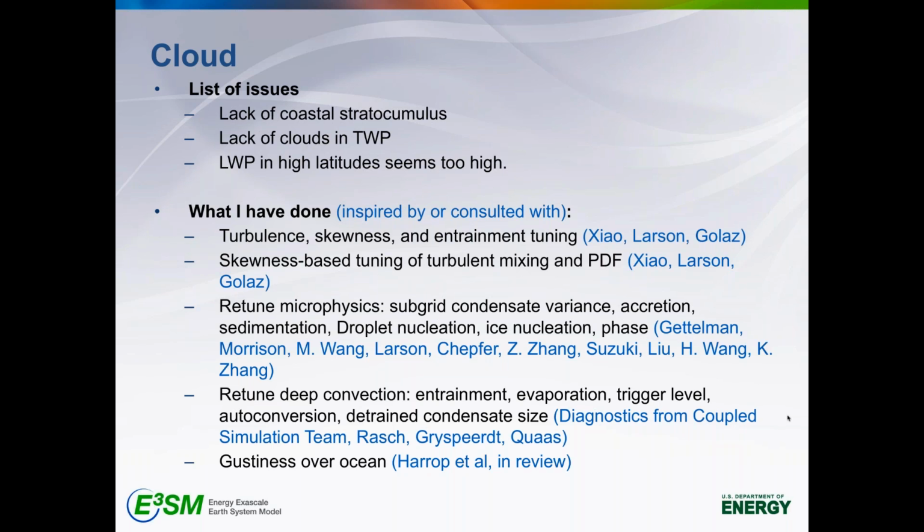because during the past year, we heard a lot of issues in the coupled simulation, and a lot of great diagnostics came out of the coupled simulation team. That's very helpful for me to understand what atmospheric features are not ideal, so I have targets to improve. And lastly, I tried the gustiness parameterization over ocean. This is already in the code, so all I need to do is change the namelist parameter.